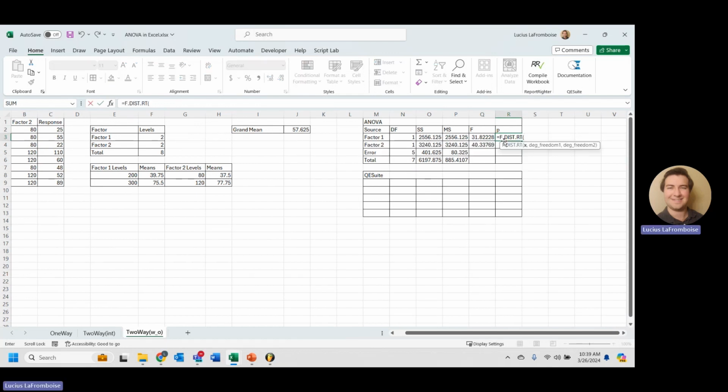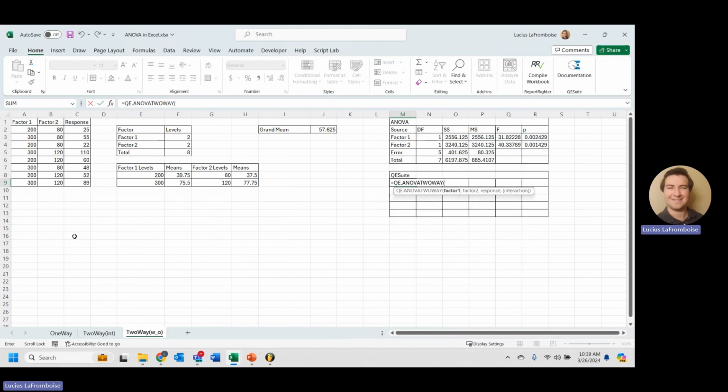And now our p-value is F.DIST.RT with our degrees of freedom numerator factor 1 and error equals F.DIST.RT of F factor 2 and error. And there we go. You see these are very different p-values. Now we do see that there is a significant effect of factor 1 and of factor 2, but there's no significant interaction of the two.